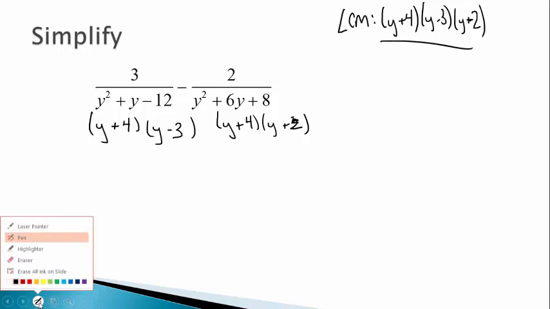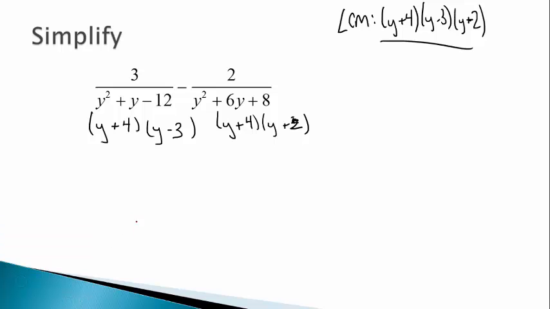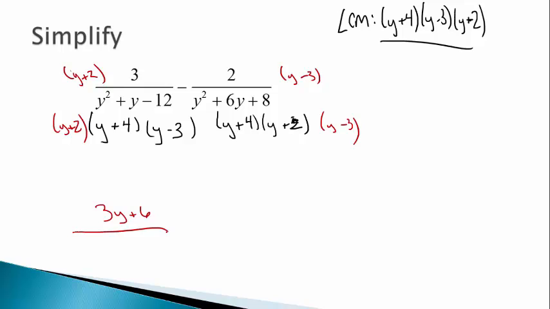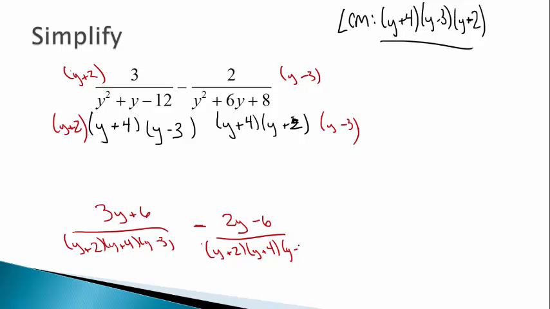What I'm going to do is look and see what's missing from my list, and that's what I'm going to multiply each fraction by. The first fraction is missing a y plus 2, so let's multiply the whole thing by y plus 2. The second fraction is missing a y minus 3, so let's multiply all that. When we distribute across, I get 3y plus 6 over y plus 2, y plus 4, y minus 3, minus 2y minus 6 over that same bunch of factors in the second denominator.